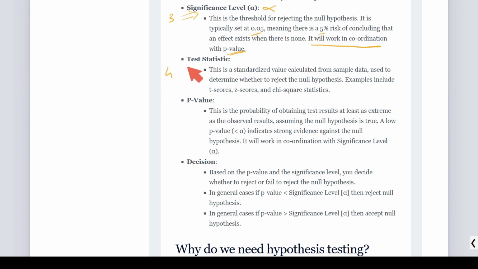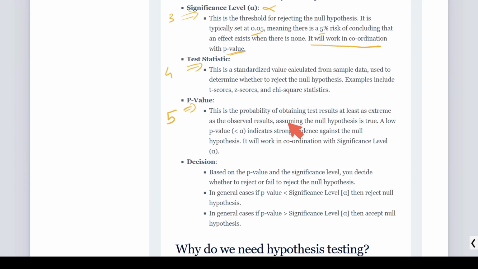Then the fourth component is test statistics. This is the test like t-test, z-test, chi-square test, ANOVA test. These are the different tests that we conduct to confirm whether the hypothesis is true or not. Then the next component is the p-value.